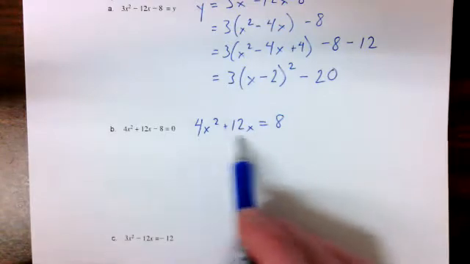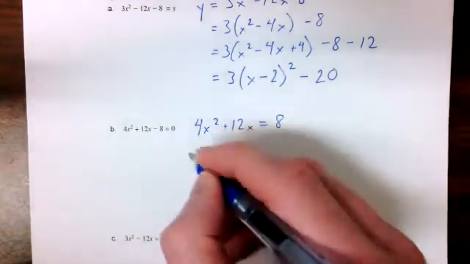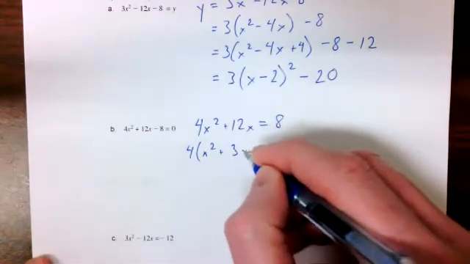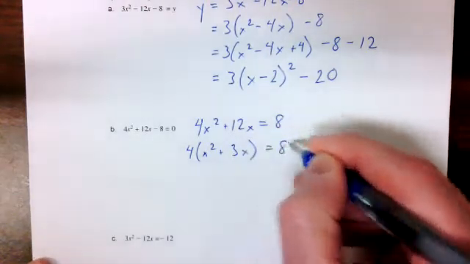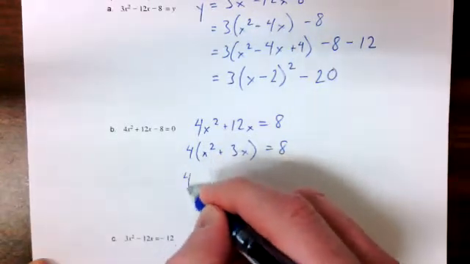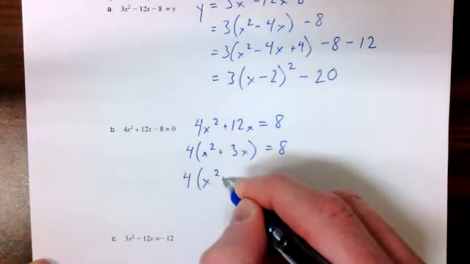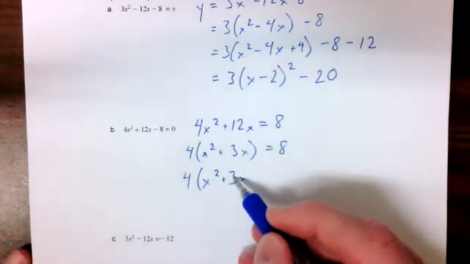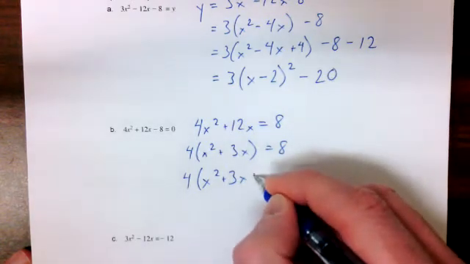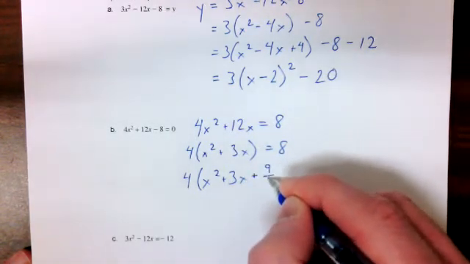Keep this side over here. This is what I'm playing with. Take a 4 out, 4 times x squared plus 4 times 3 is 12, plus 3x equals 8. Did I do this right? Yeah, I think so anyway. Someone will tell me if I screwed up. x squared plus 3x, oh gross. 3 divided by 2 is 3 over 2. 3 over 2 squared is 9 over 4.